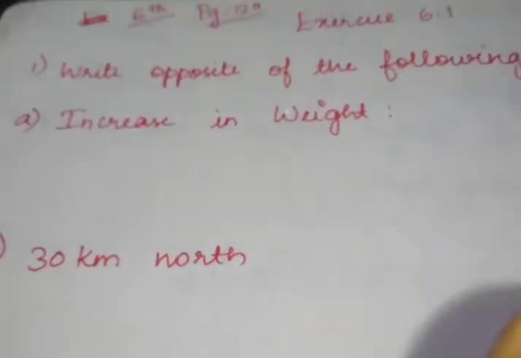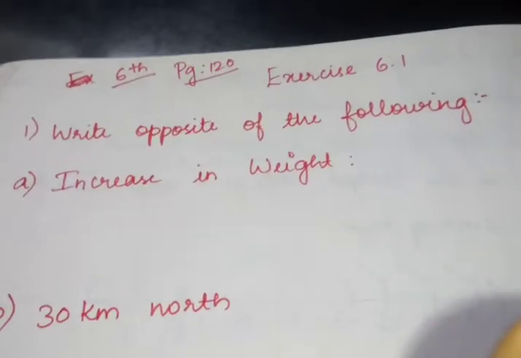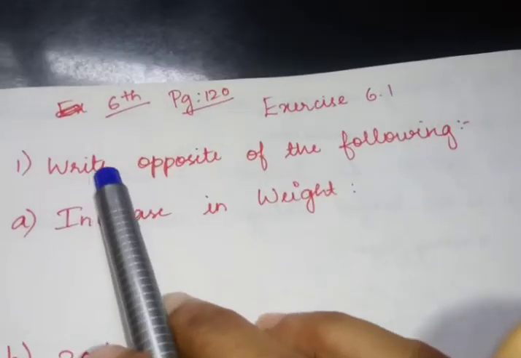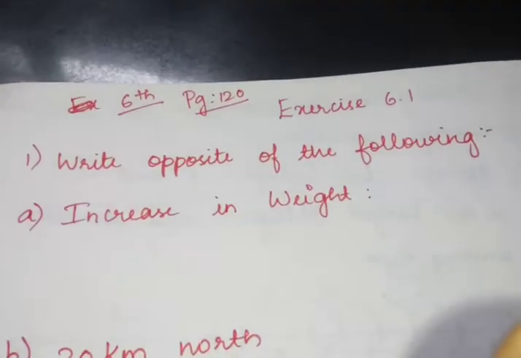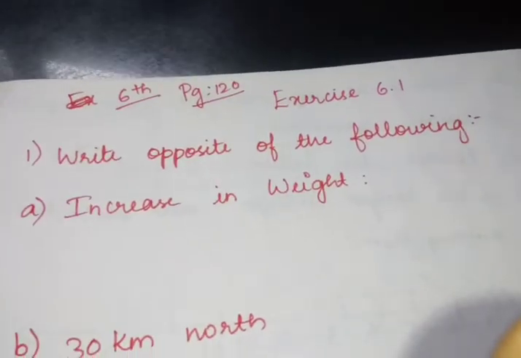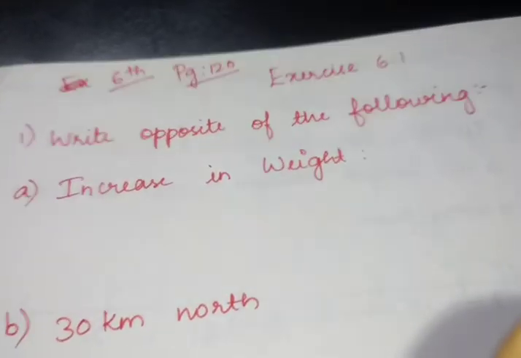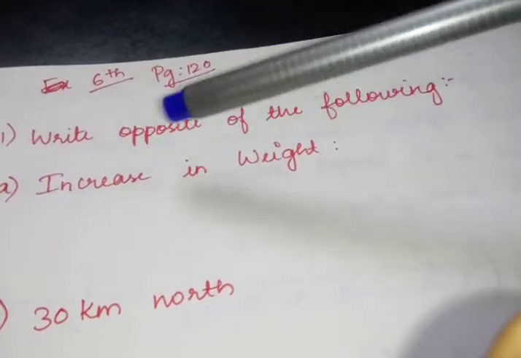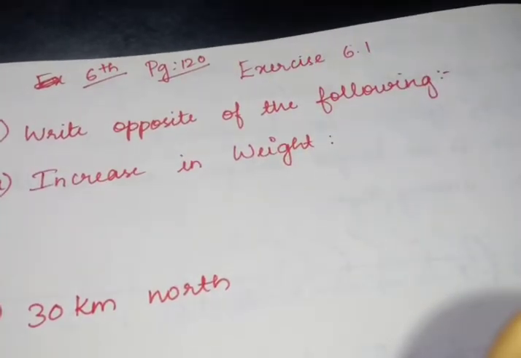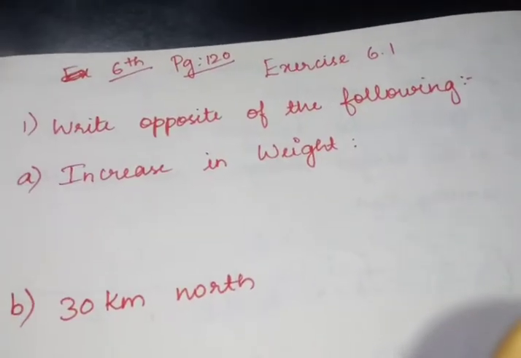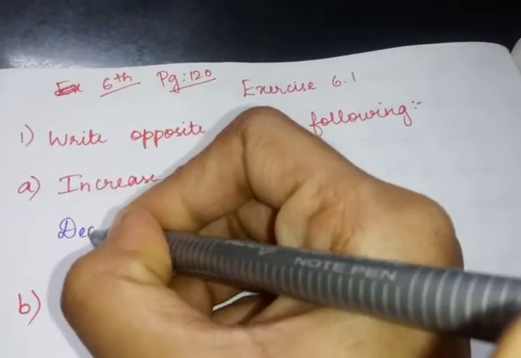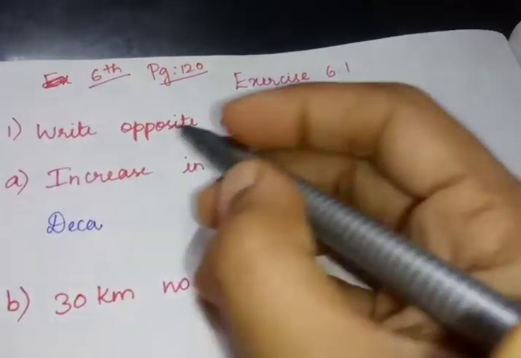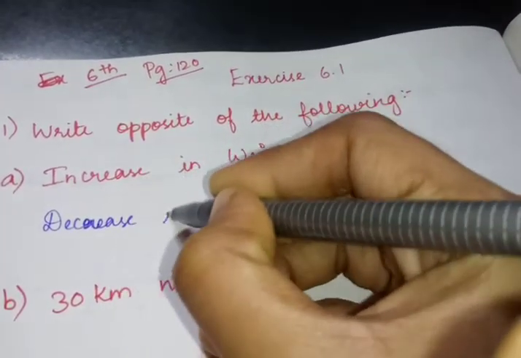Now we are going to discuss our exercise 6.1. What is the question? First question: write opposites of the following. Opposite means just the reverse of that. If they ask you increase in weight, what will you write as the opposite? Decrease in weight. So increase in weight means decrease in weight.